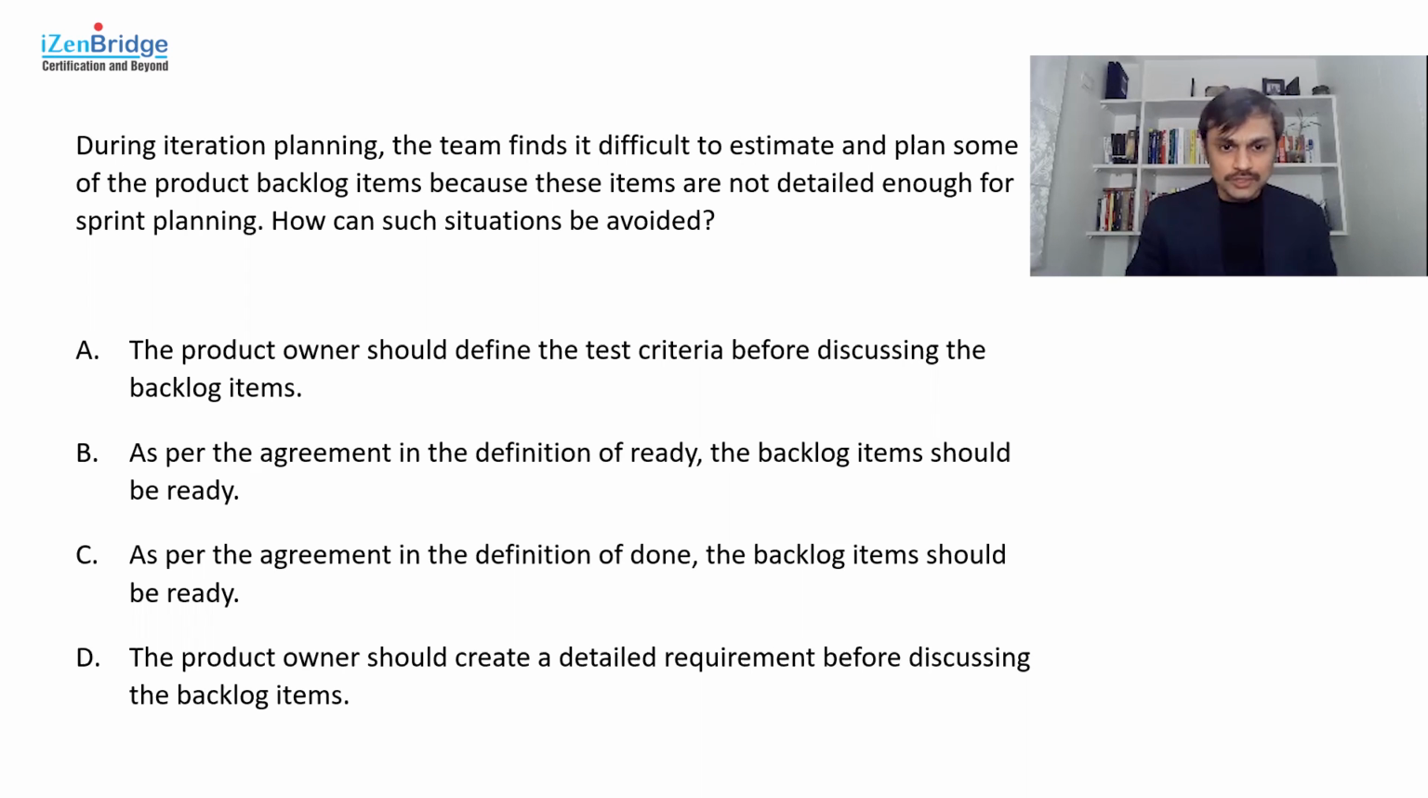Option A, the product owner should define the test criteria before discussing the product backlog items. Seems to be a good option. Option B, as per the agreement in the definition of ready, the product backlog item should be ready. Option C, as per the agreement in the definition of done, the backlog item should be ready. Seems the difference between B and C is definition of ready and definition of done, so we need to figure out which one to use.